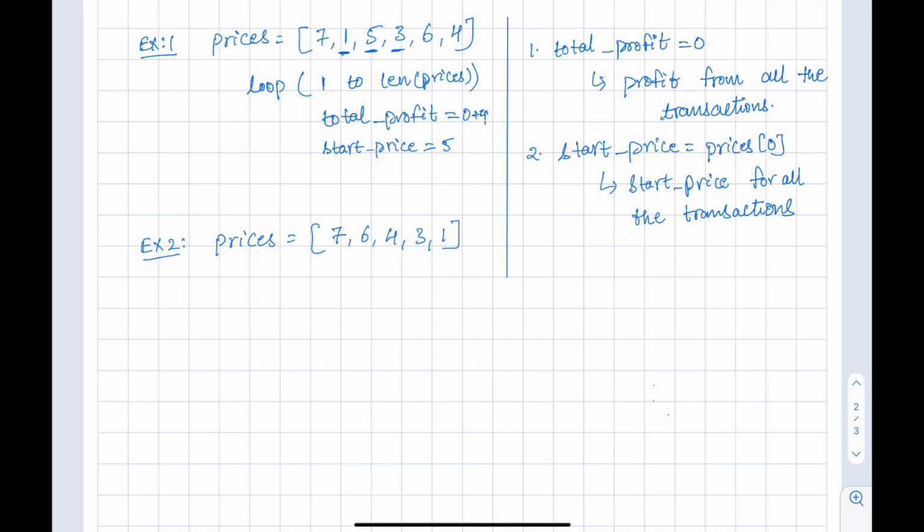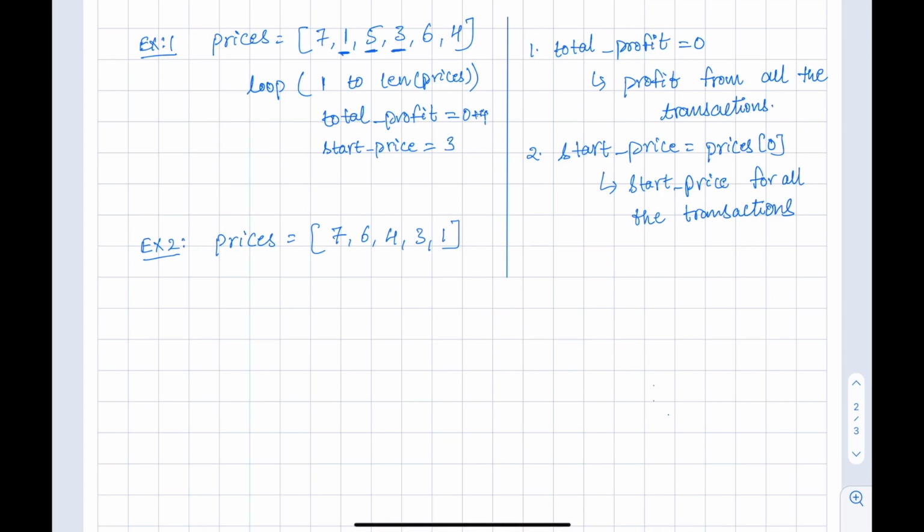So you are going to the day 4. The price of the stock is 3 and your start price is 5, so you are not going to make any profit. So then you are going to change the start price alone, and your start price is going to be 3.